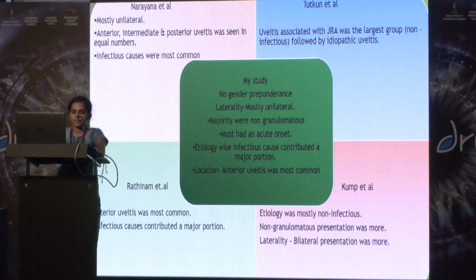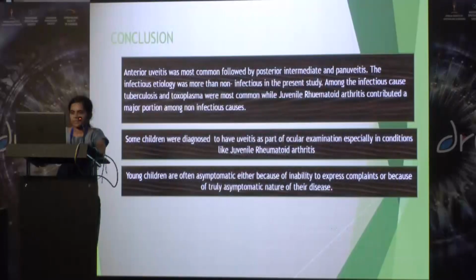Another study, done by Ratnam et al., found anterior uveitis to be most common and infectious causes contributed a major portion. These two were studies done in developing countries, and they showed infectious etiology was more common there. Another two studies, by Tugal-Tutkun et al., found uveitis associated with non-infectious causes, and among them juvenile rheumatoid arthritis was more common, followed by idiopathic uveitis. Another study by Kump et al. found etiology was mostly non-infectious and non-granulomatous presentation was more common, and in laterality, bilateral presentation was more common.